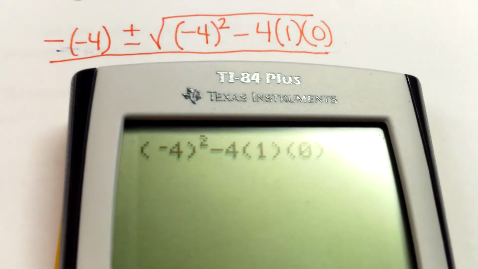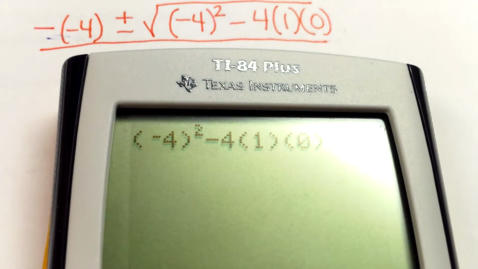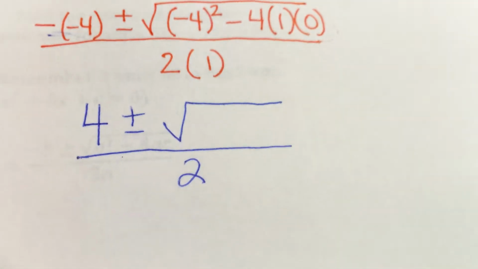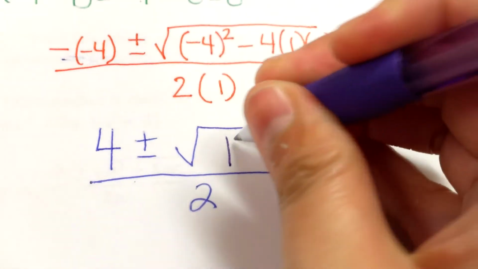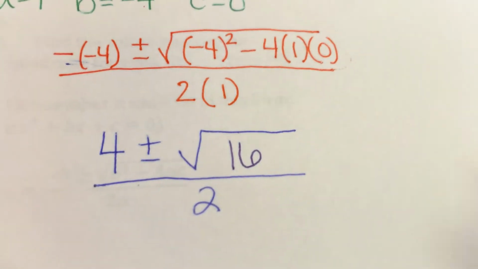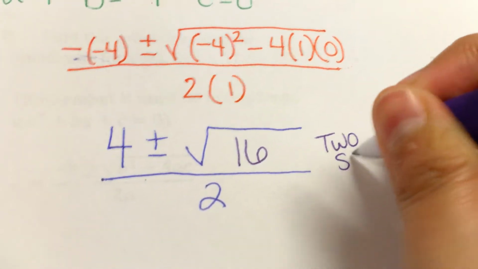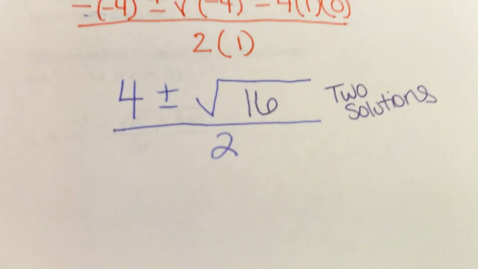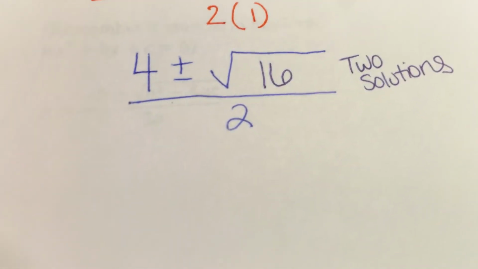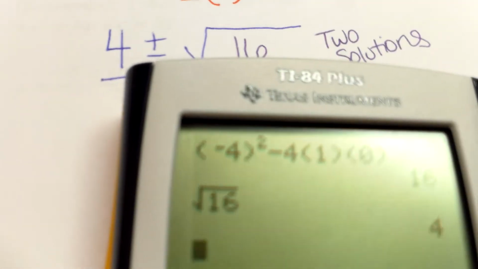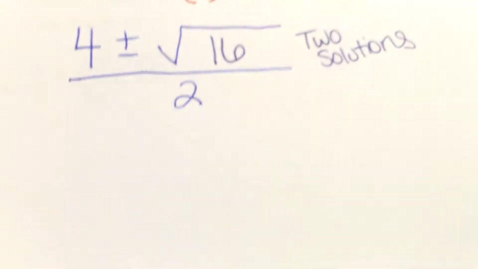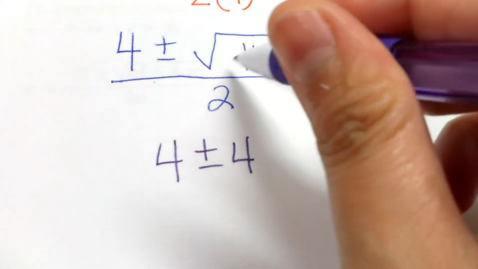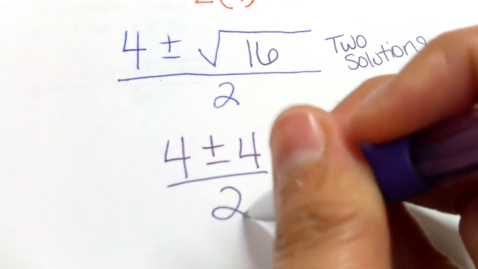Okay, so here it is. I'm going to press enter, and I ended up with 16. Since the number, the discriminant, is bigger than 0, you have two solutions. Now let's get the square root of 16. So the square root of 16 is 4. So I have 4 plus or minus 4, because that's what the square root of 16 is, divided by 2.